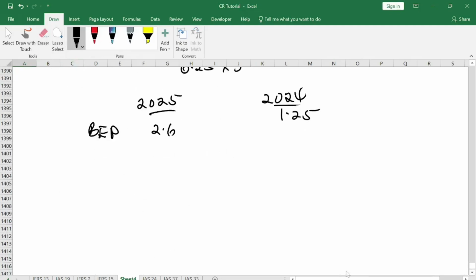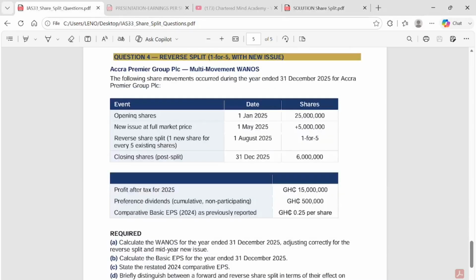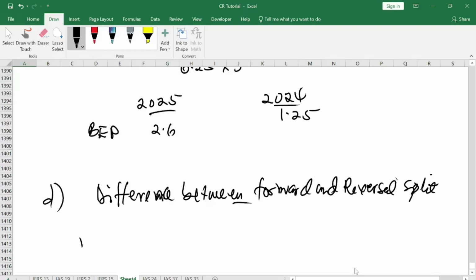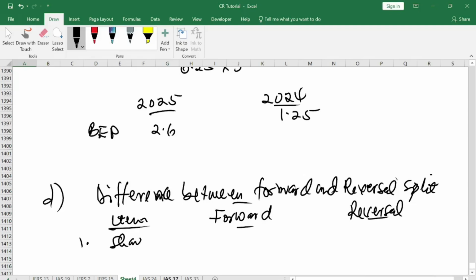Alright. So let's also look at D. What did they say in the question? Distinguish between forward and reversal share split. So what are the differences between forward and reversal share split? One, number of shares: with the forward split the shares will increase, and here with the reversal it will decrease. That's the difference.